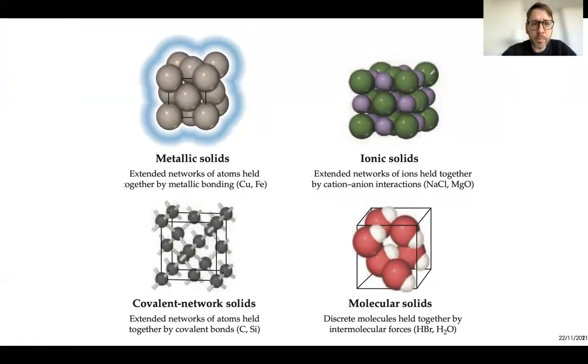So this is a diagrammatic representation of these different kinds of solids that we just discussed. The metallic solids, in which metals are held together by metallic bonding, in which the electrons are delocalized over the structure. Ionic solids containing cations and anions held together by ionic bonding. Covalent network solids, which are held together by covalent bonds. And molecular solids, in which molecules represent the building blocks to make the solid, and they interact together by intermolecular forces.